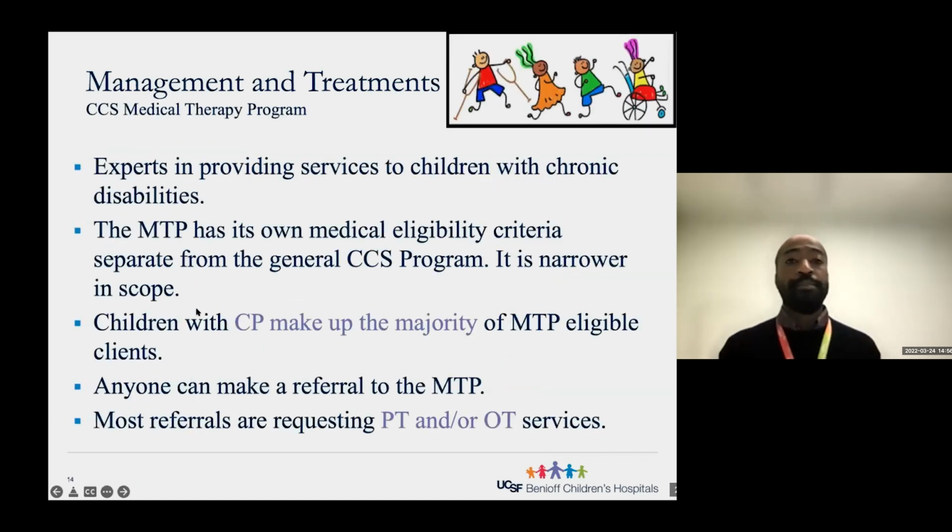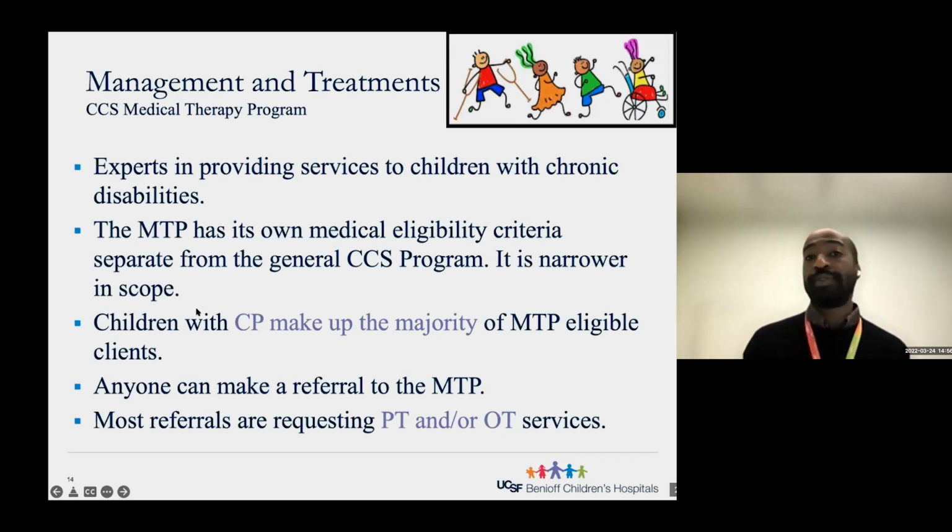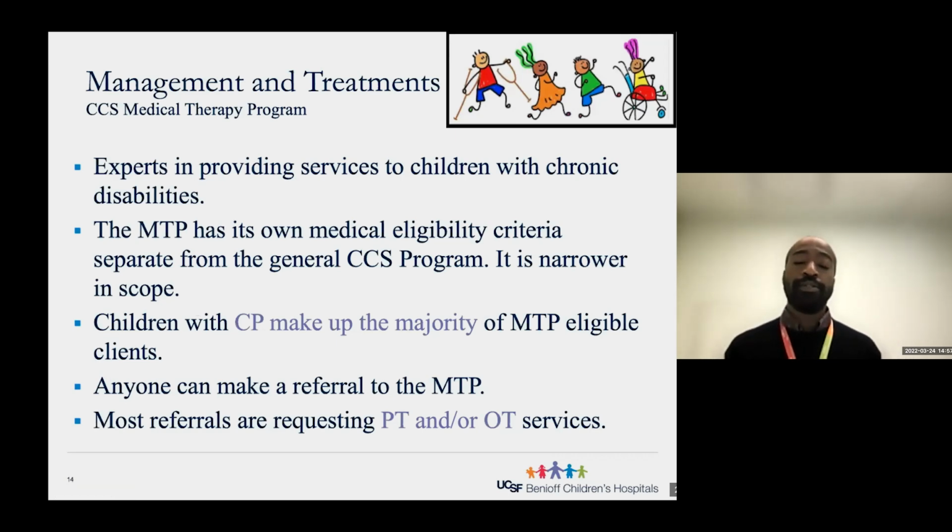For therapy, one huge resource in California for children needing early intervention and therapies is the regional center, where children can remain up to the age of 3. Once they age out of early intervention services, the California Children's Services Medical Therapy Program can be very, very useful in providing PT and OT services for a child who has the diagnosis of cerebral palsy.